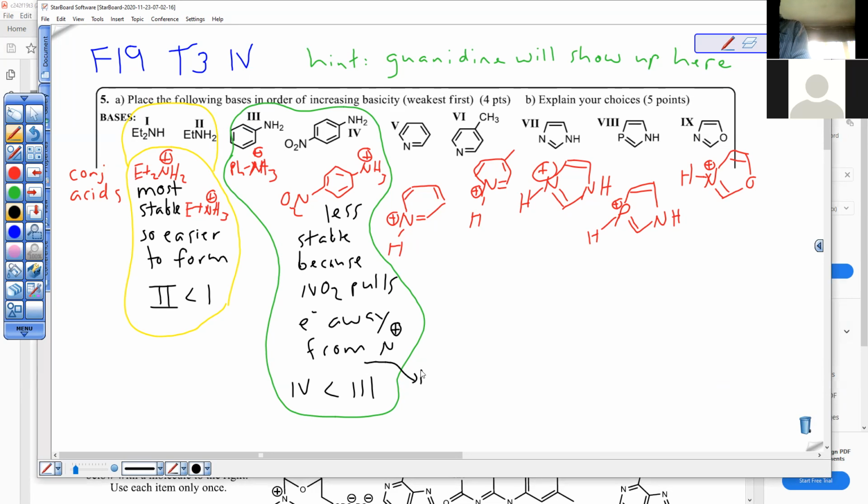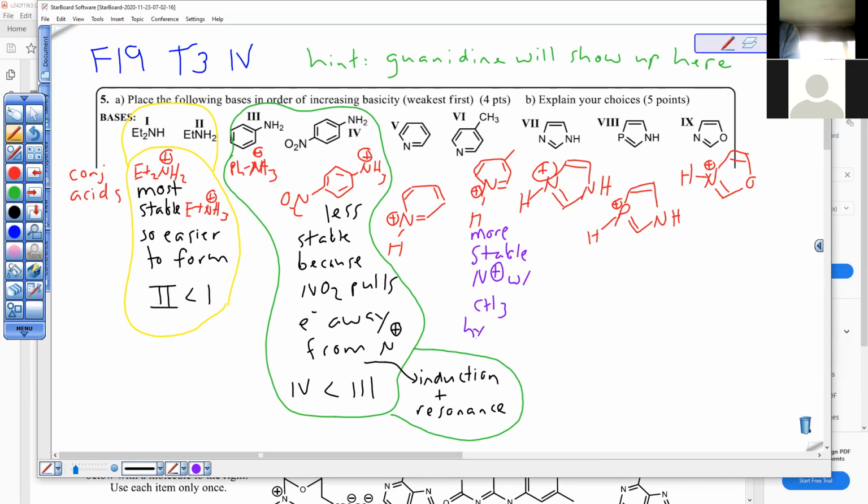We had induction plus resonance. Electrons like going towards nitrogen in the nitro group, not away from. Okay, and we'll go over here. We say more stable, N+ with CH3, hyperconjugation.